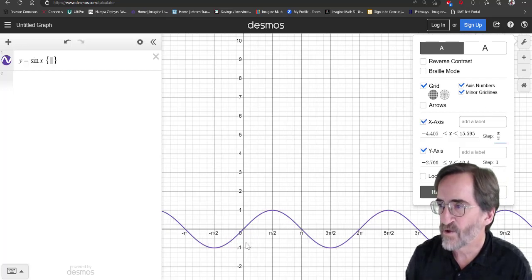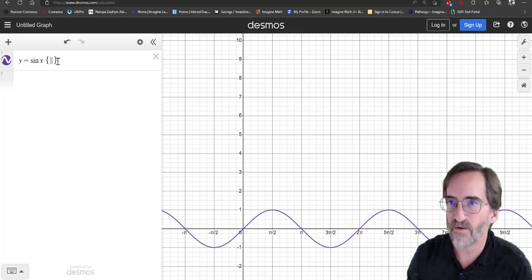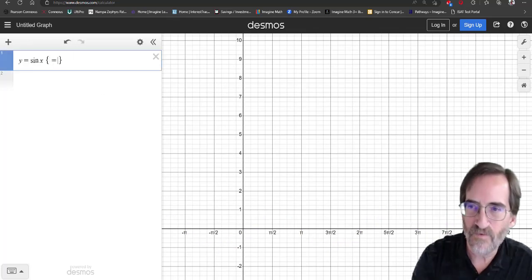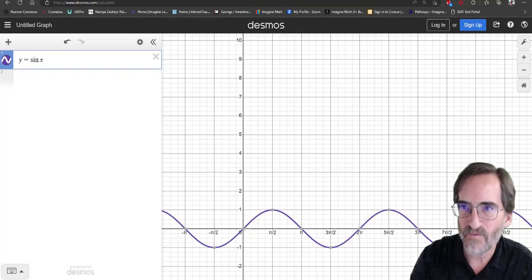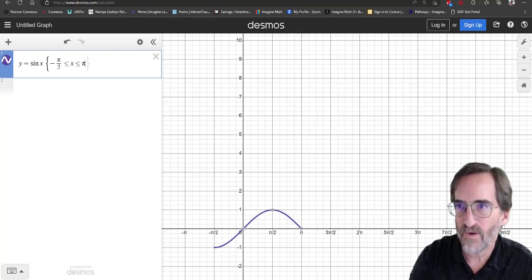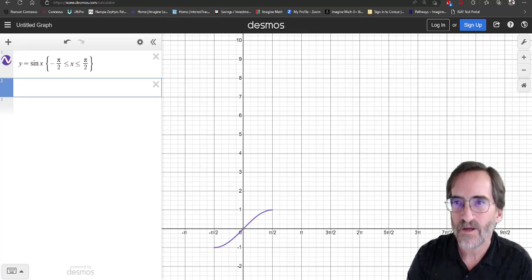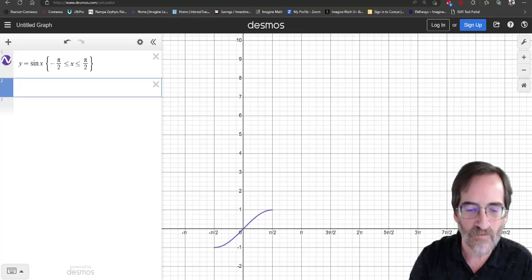Okay, so you'll notice that a peak occurs at pi over 2 and the lowest peak occurs at negative pi over 2. So let's go from negative pi over 2 to pi over 2. And now we've restricted the domain from negative pi over 2 to pi over 2. And let's take a look at what inverse sine looks like.